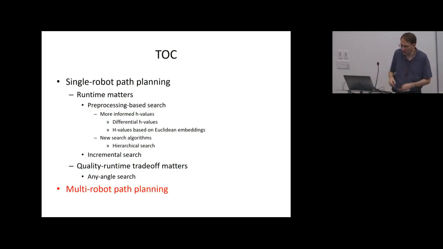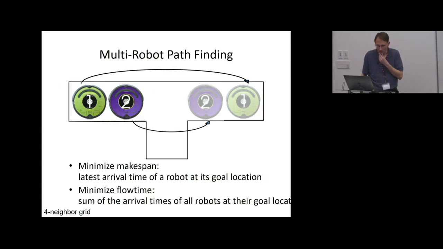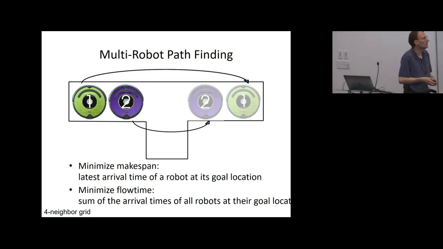So that's what I wanted to tell you about single robot path planning. Now let's graduate and go to multi-robot path planning. Here, the problem is very simple. Again, we have a known environment. We have more than one robot. We know where they are in the environment, two robots here, and we know where they're supposed to go. And what we want to do is find collision-free paths for them so that we minimize some given objective, like makespan, the latest arrival time of a robot at its goal location, or flowtime, the sum of the arrival times of all robots at the goal locations.